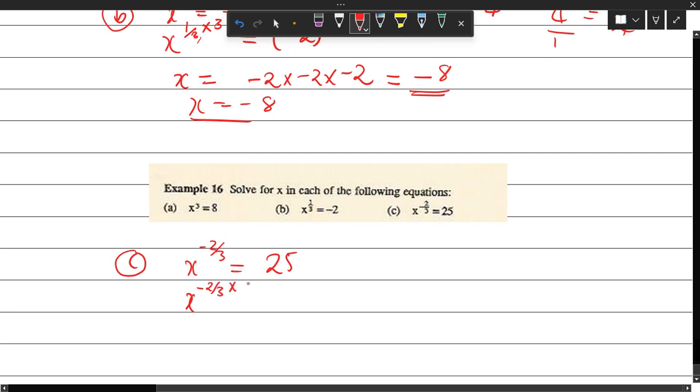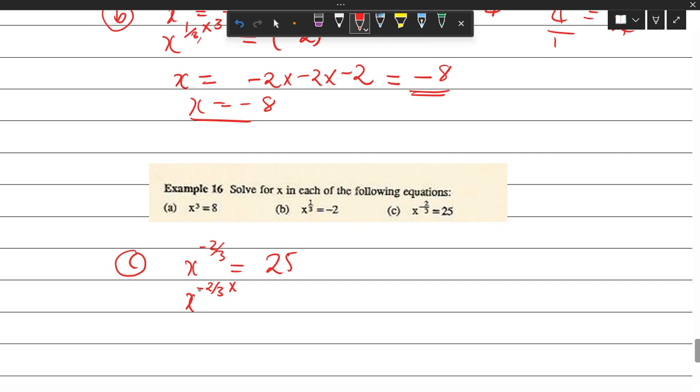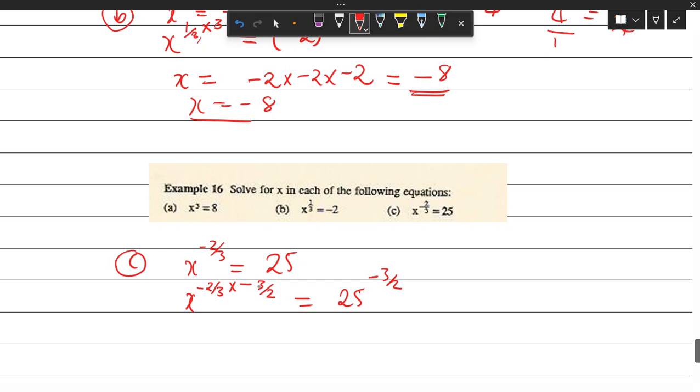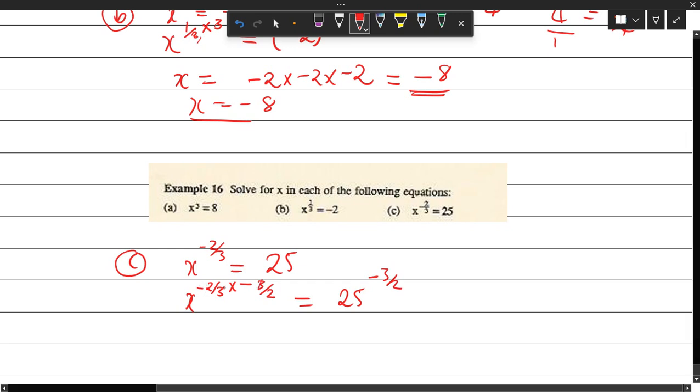So we have x negative 2 over 3. What's the reciprocal? So even we have to get rid even of the negative. So we multiply by the negative 3 over 2 equals to 25 to the power negative 3 over 2. So this and this will form a positive. Then 3 and the 3 will cancel. 2 and 2 also cancel. So the x equal to 25 to the power negative 3 over 2.